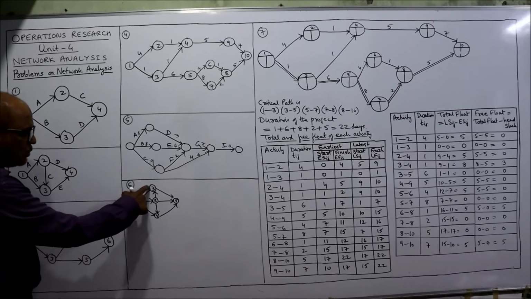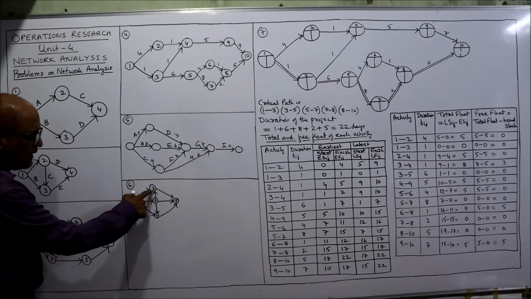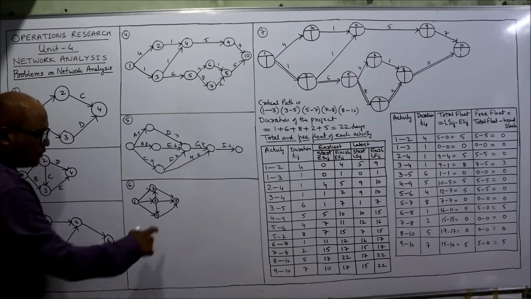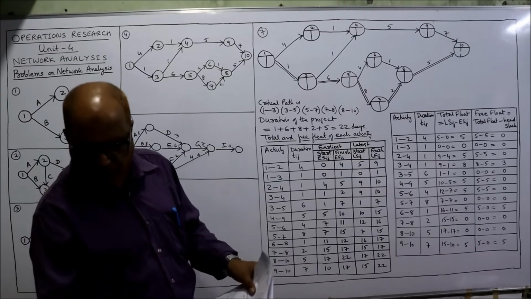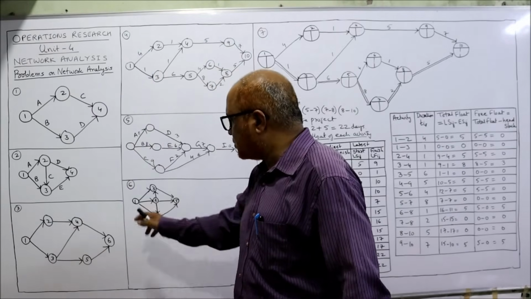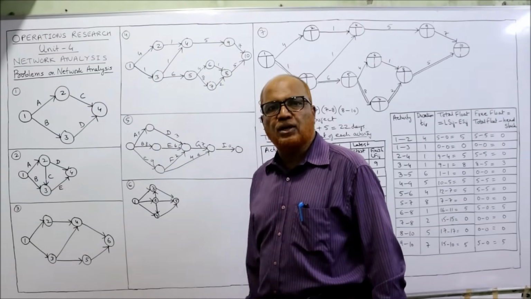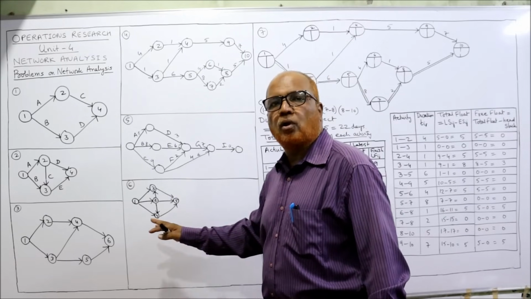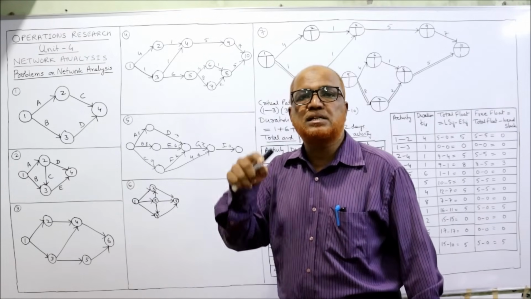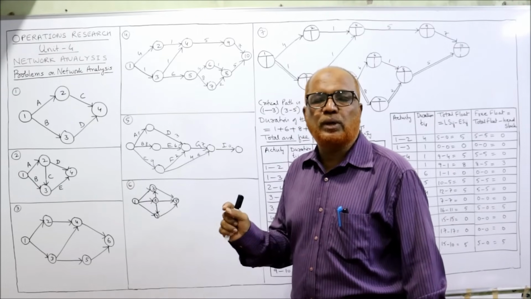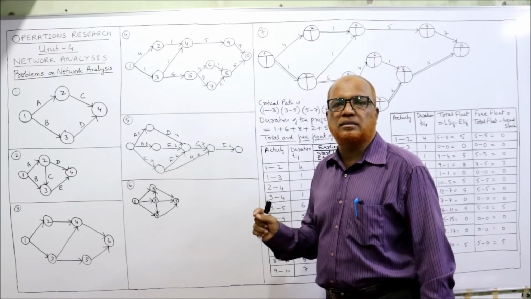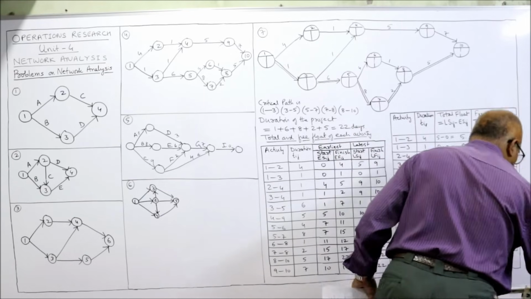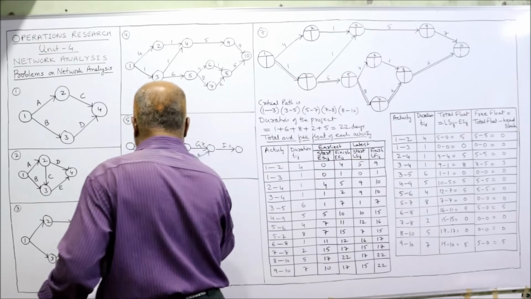1 to 2, 1 to 3, 1 to 4. 2 to 3 upside and 2 to 4 down. Then 2 to 5, 3 to 5, 4 to 5. That's all. But in this problem, after drawing this network diagram, we have to enlarge it. There is no space. That's why I am rubbing this out. Again, I will draw the same diagram with larger circles, because we have to calculate the critical path and the duration of the project. For that purpose, I will enlarge this diagram.